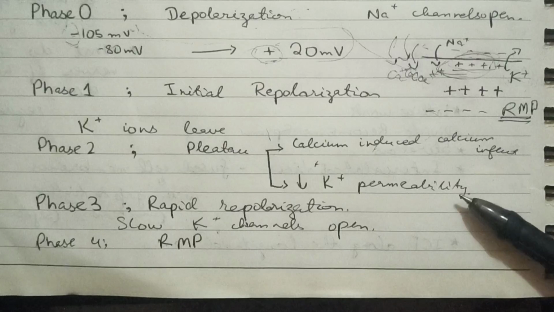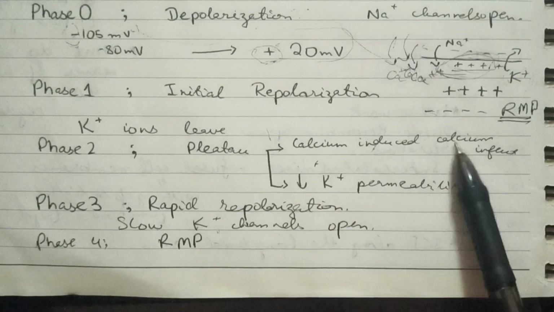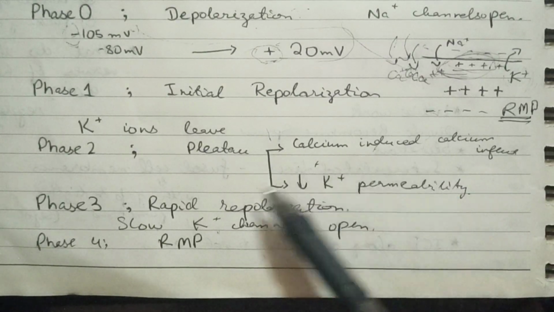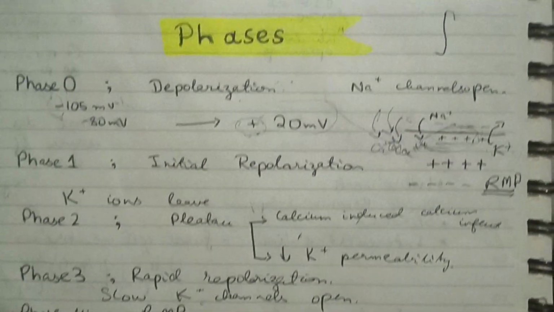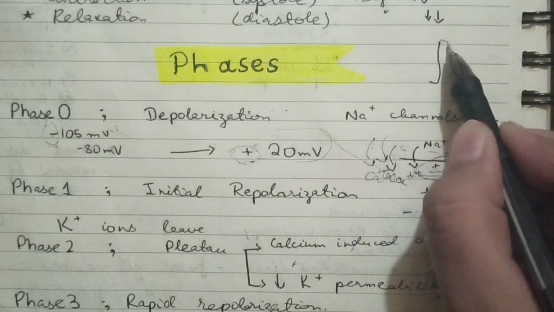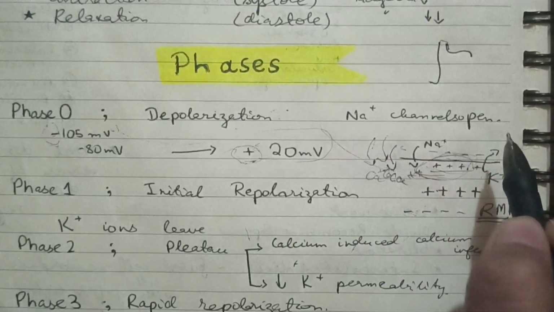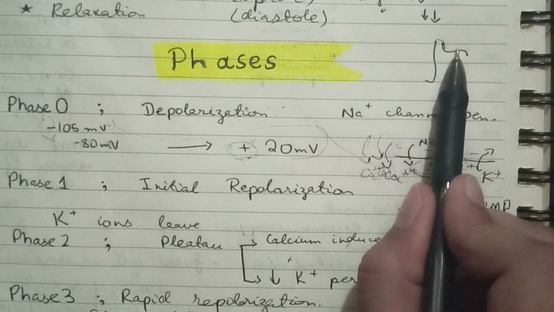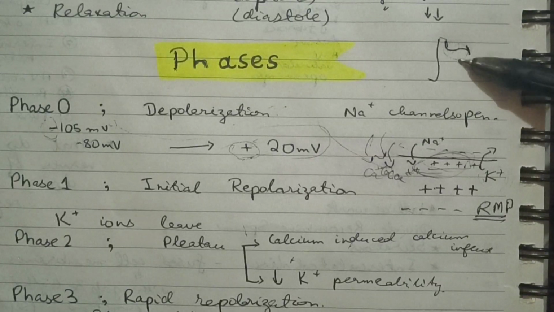So this will be called as what? Calcium induced calcium influx. Due to this calcium induced calcium influx, there will be a phase called the plateau phase, which will be responsible for the longer duration of action potential in the cardiac muscle fibers. So it will further cause depolarization. It will increase the time of depolarization or the action potential.